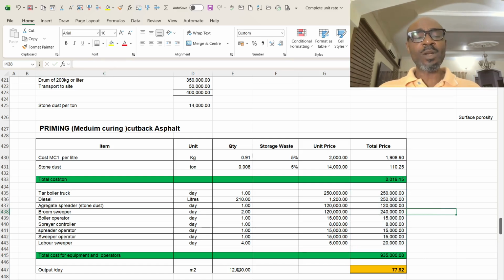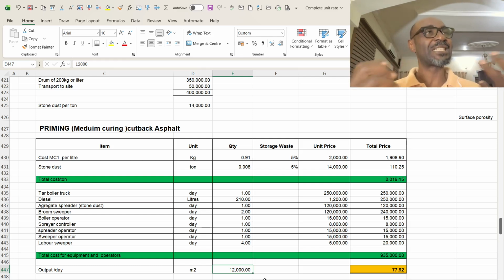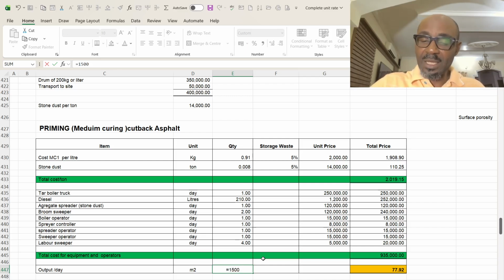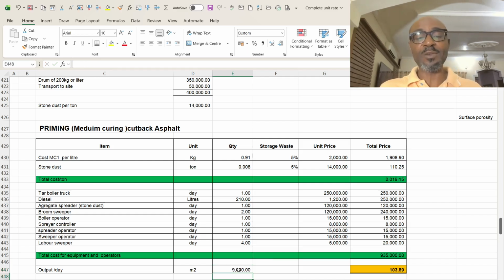Now, what is the total area the tar boiler can cover in a day? It can spray to what extent in a day? Let us assume it will spray, say, 1.5 kilometers per day. Let us just do this exercise: 1,500 meters multiplied by, say, the total width of the road, which is 6 meters. So it gives me a total surface of 9,000 square meters.